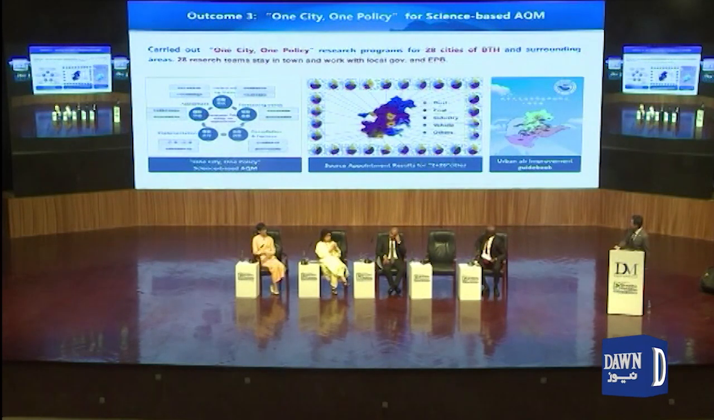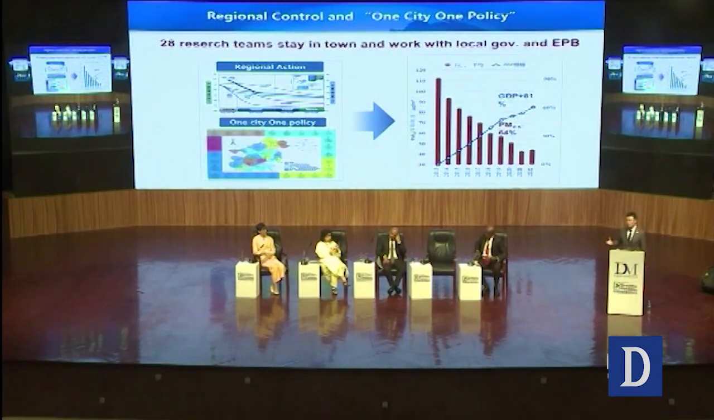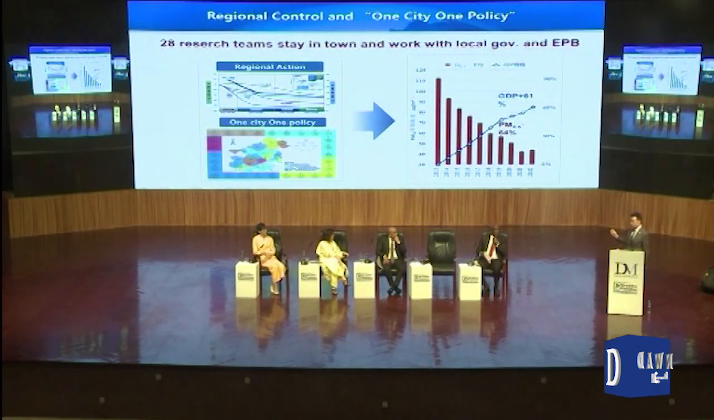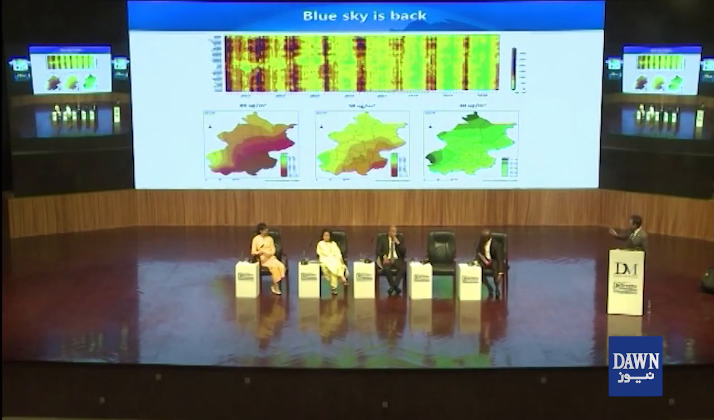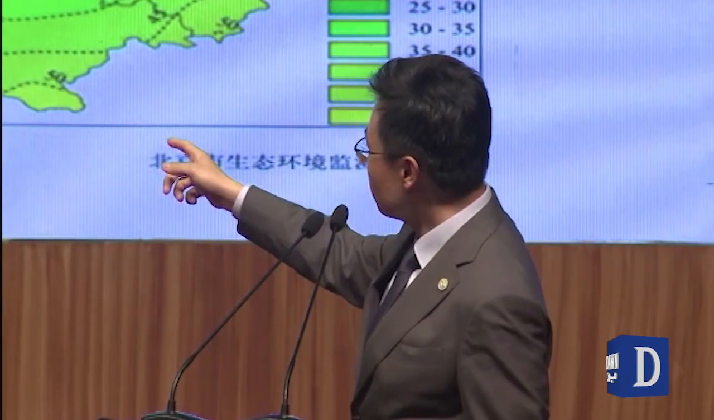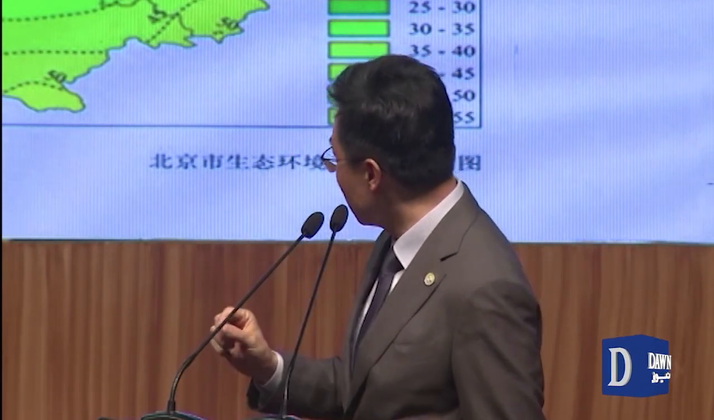Next one. So with the help of the regional air pollution control actions and also the one city, one policy, you can see the difference in the past 10 years. The PM2.5 decreased by 64%, but without affecting the increase of the GDP. Next, please. You can tell the difference. We just used 7 years. In Beijing in the year 2013, the PM2.5 was 89, and now it is lower than 30.